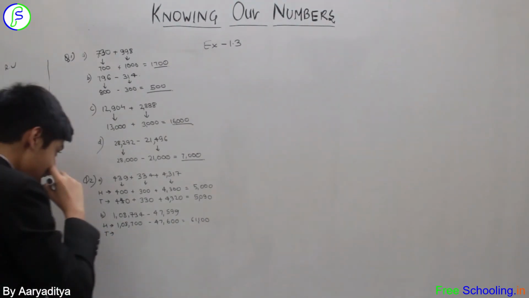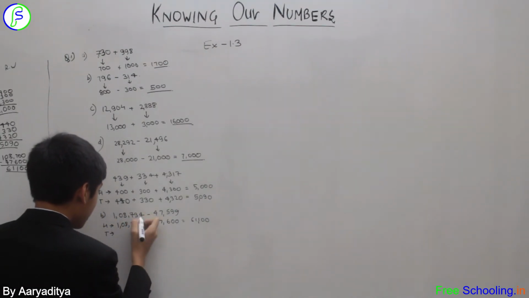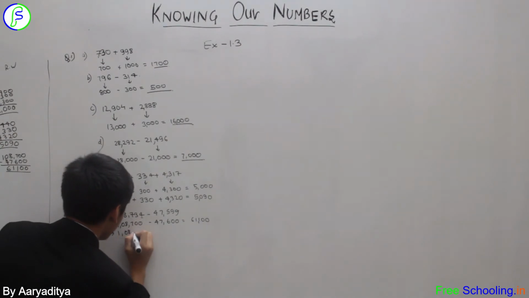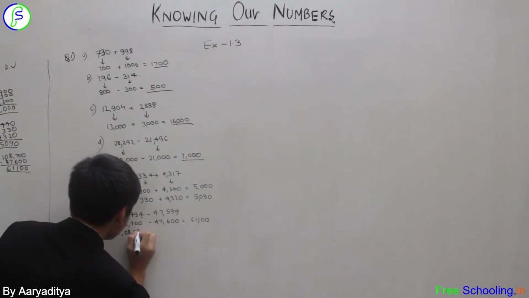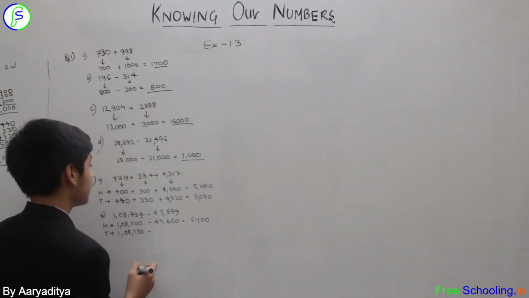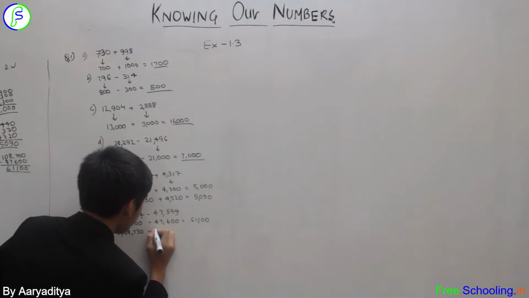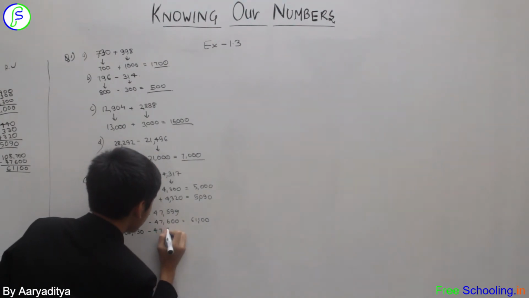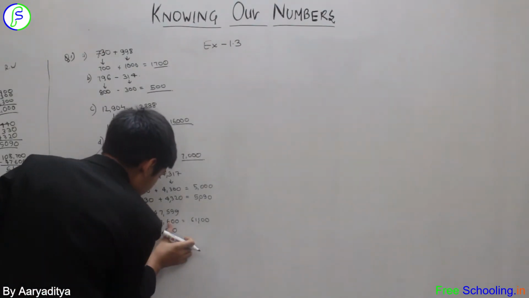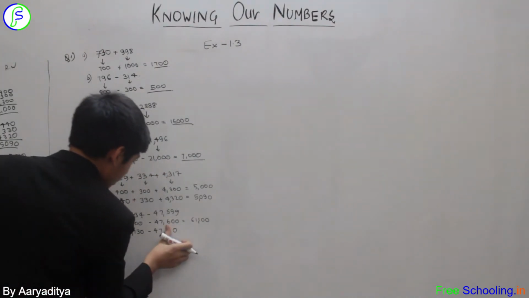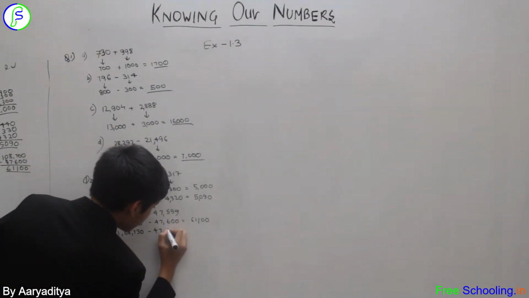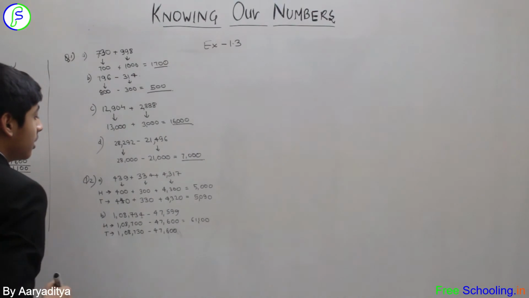Now let us do estimation to the nearest 10. So what do we get out here? Since this is smaller than 5, it would turn to 0. So 108,730 minus estimation. This one is greater than 5, so this one becomes 47,560. Sorry, so this one becomes 47600.